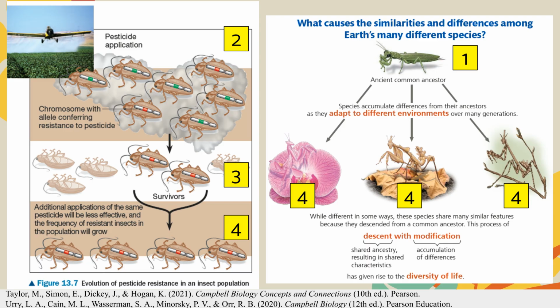This slide illustrates evolution through natural selection using pesticide resistance. In the original population, some insects already carry a genetic allele that gives resistance to the pesticide. When the pesticide is applied, it acts as a selection pressure, killing non-resistant individuals. The resistant insects survive and reproduce, passing their resistance allele to the next generation. With repeated pesticide use, the proportion of resistant insects increases. This process demonstrates descent with modification, meaning populations gradually change while remaining related to their ancestors.